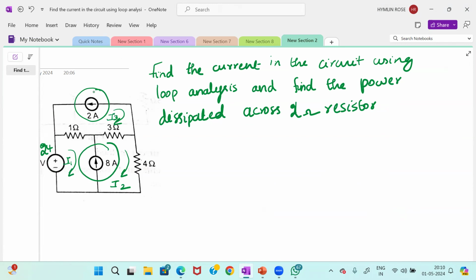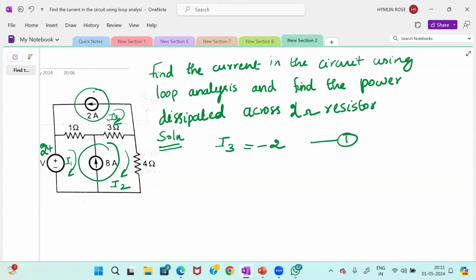So according to this, for super mesh analysis, before applying KVL, we should write the current equation. First see this, in loop 3 you have only one current source, that is the current flowing through I3. So what is the value of I3? See the direction of I3. The I3 is opposite to the 2 ampere. So I3 is equal to -2. That is your first equation.